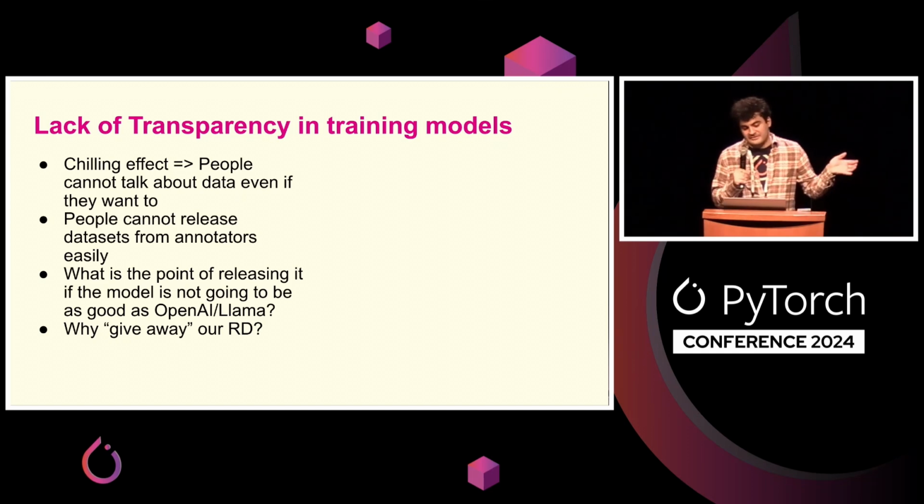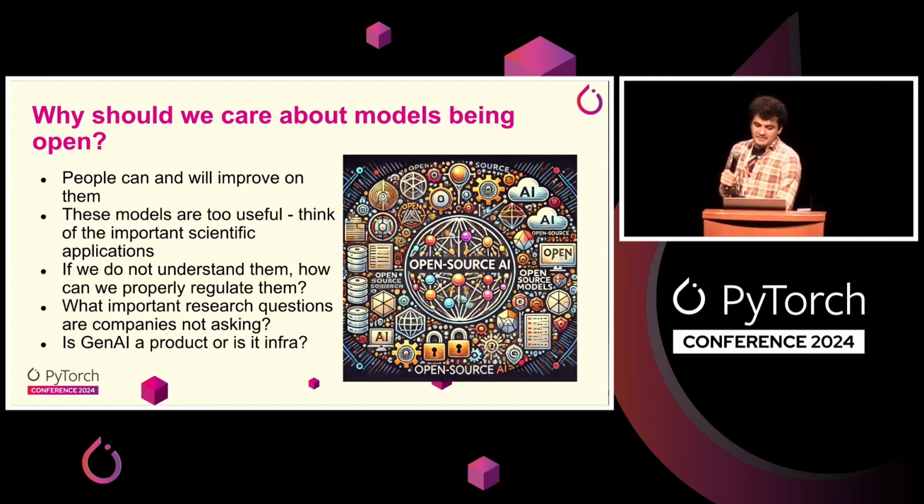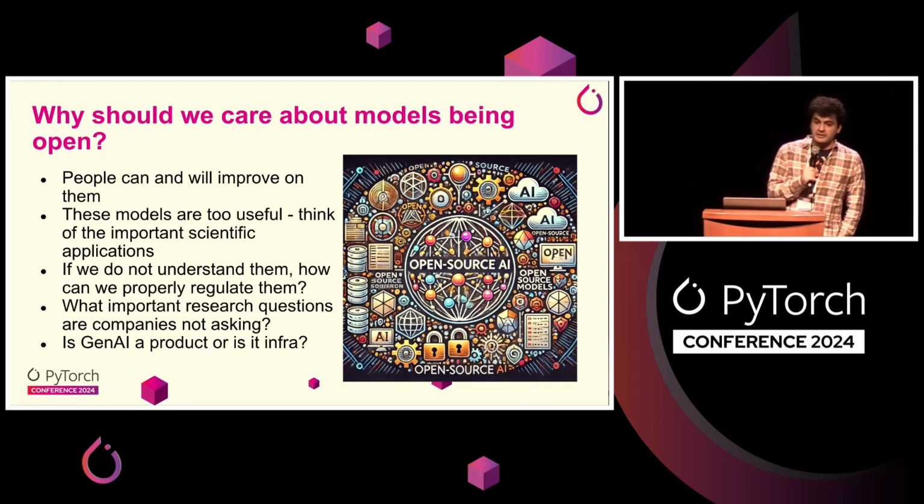Once again, if it's not as good as OpenAI and Llama, why should I care? And why should we give away our R&D once again if we're not going to productionize it properly? And then the question: why should we actually care about models being open source? Because people can and will improve on them. We've seen this a lot. A lot of the best innovations we've had in LLMs have been from academics and the open research community, from linear attention, Mamba, flash attention.